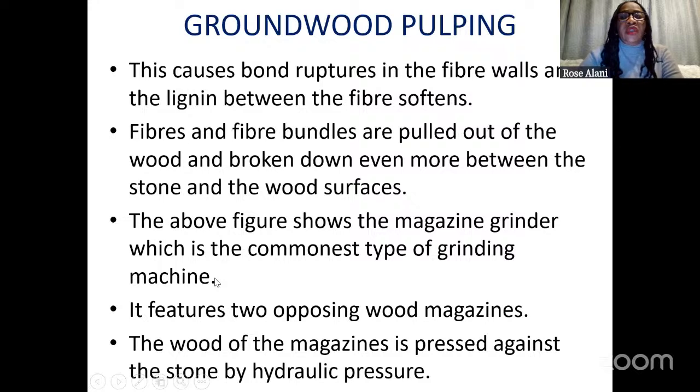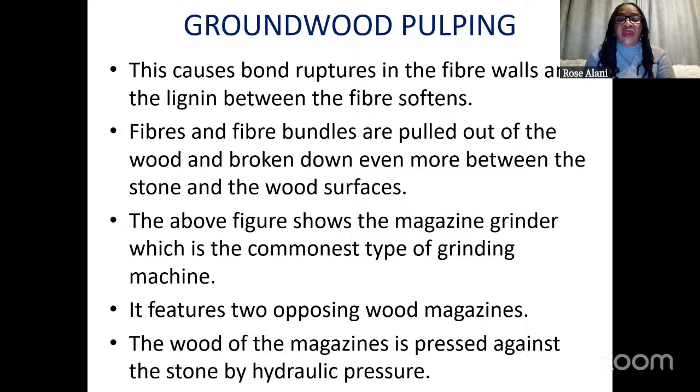Okay, so this causes bond ruptures in the fiber wall. That is when you are grinding the wood with the stone. It causes bond ruptures in the fiber walls, and the lignin between the fibers gets softened. So fibers and fiber bundles are pulled out of the wood and broken down even more than the stone and the wood surface. So the fiber comes out.